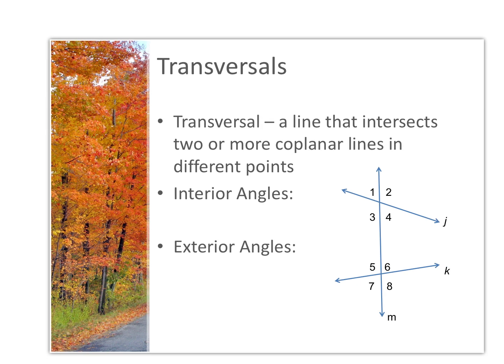Now, transversals are a new concept. A transversal is something we haven't discussed in this class. A transversal is a line that intersects two or more coplanar lines at different points. So, for example, we're going to start out with line J and line K.